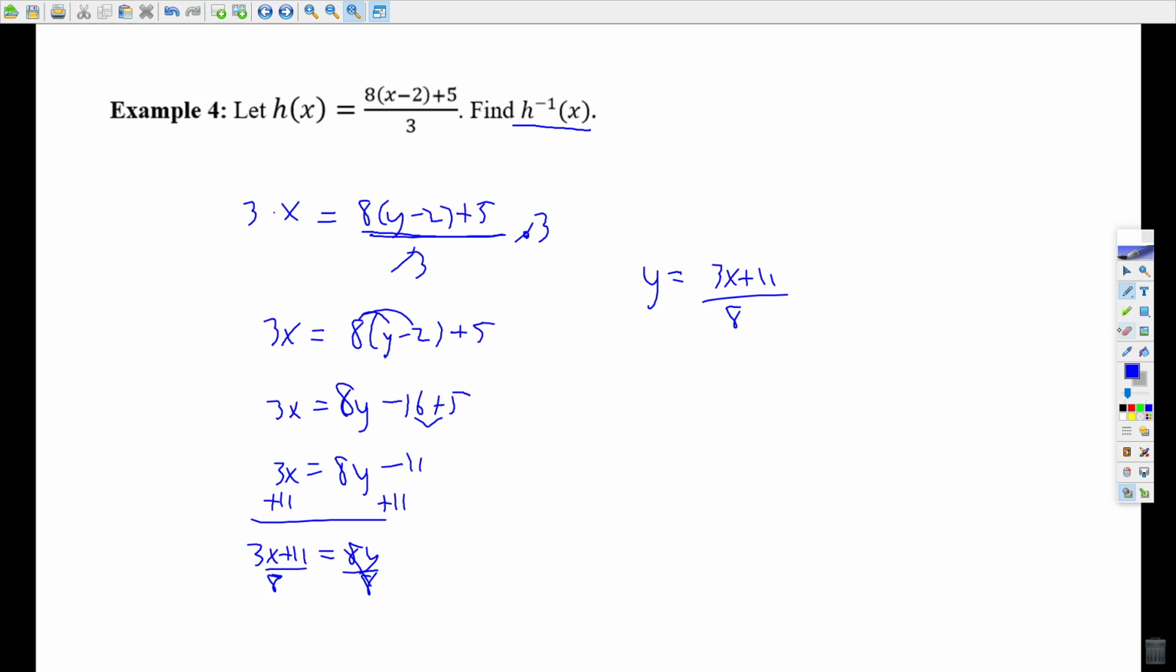And of course, we don't want to have y there. I'm just going to replace that with the inverse. So I'm going to use h inverse of x. So this is the inverse of the original h of x.